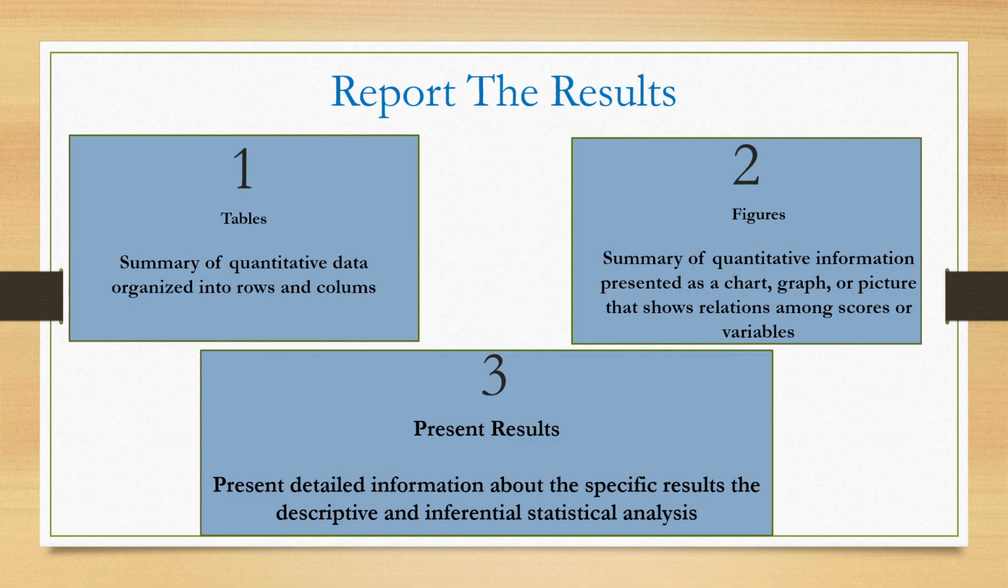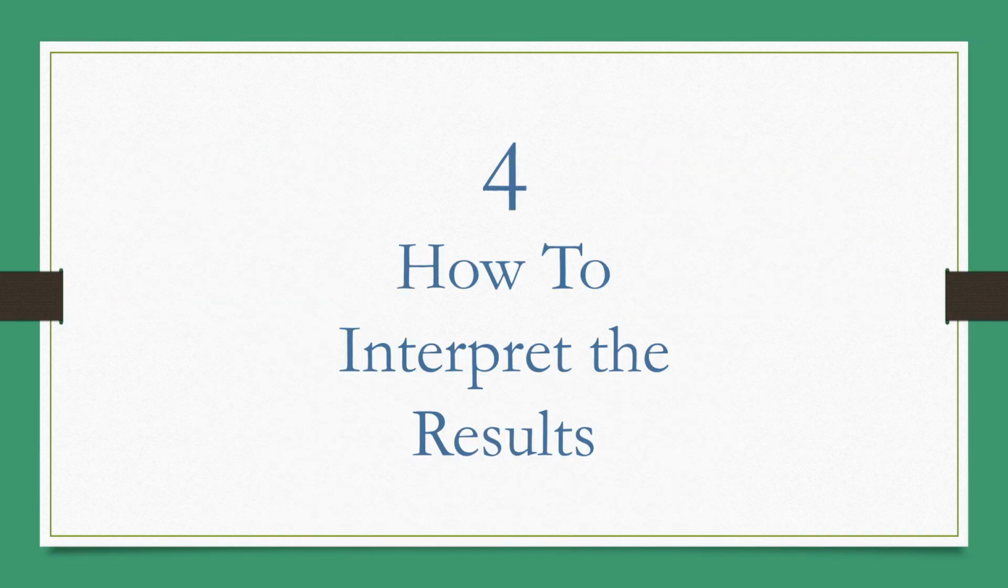3. How to report the results. You can report the result by using tables, figures, or present results. First is tables. Summary of quantitative data organized into rows and columns. 2 is figures. Summary of quantitative information presented as a chart, graph, or picture that shows relation among scores or variables. And the last is present results. Present detailed information about the specific results, the descriptive and inferential statistical analysis.